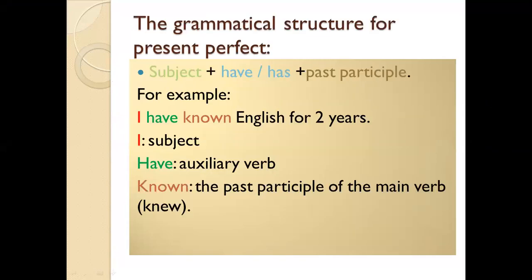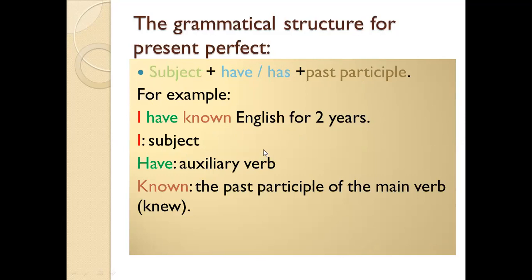Now, let's remember the grammatical structure for the present perfect. First of all, we write the subject plus have or has plus past participle. What's the meaning of past participle? It's usually the same as the past simple form of the verb, but some verbs are irregular. For example, I have known English for 2 years. First, I is the subject, have is the auxiliary verb, known is the past participle.